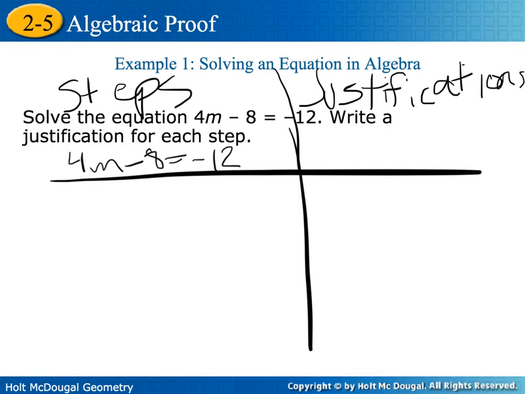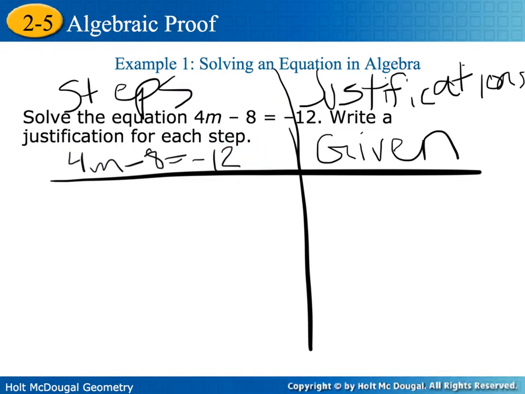4m minus 8 equals negative 12. That is given to us, so our justification is given. When you do a two-column proof, this box will always say what is given to you. You always write here what they give you, and then here you write the word given. If they give you multiple things, you write all of those things in this box.